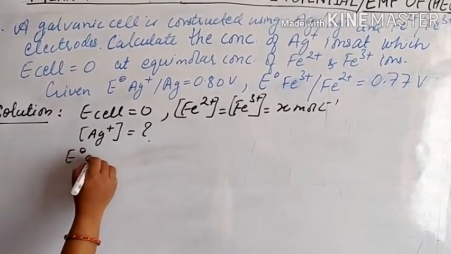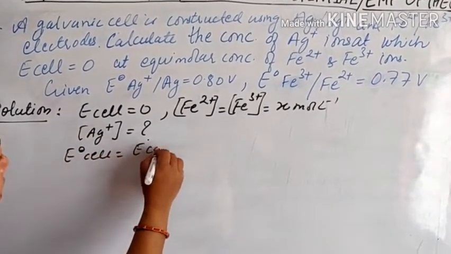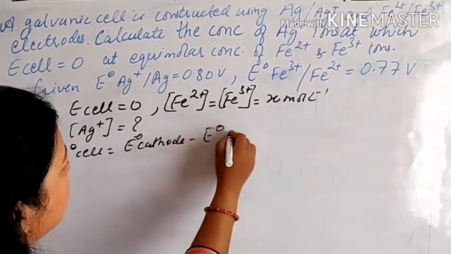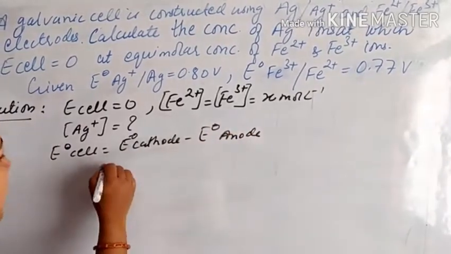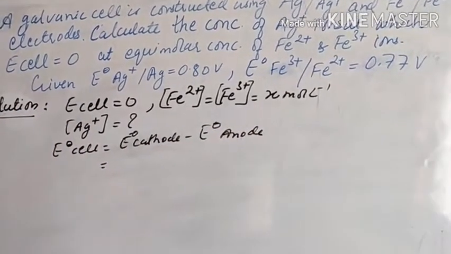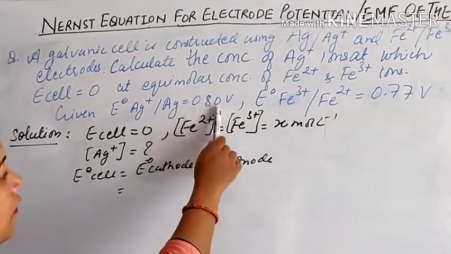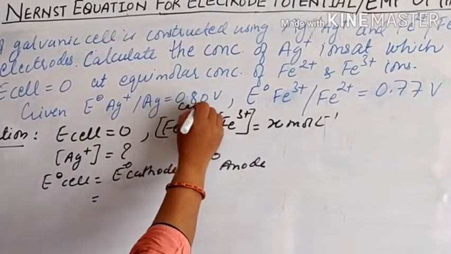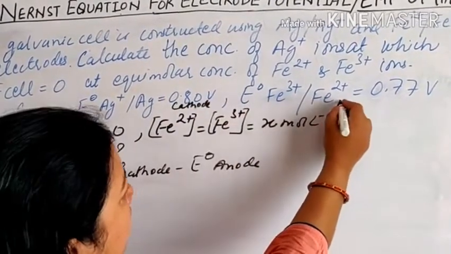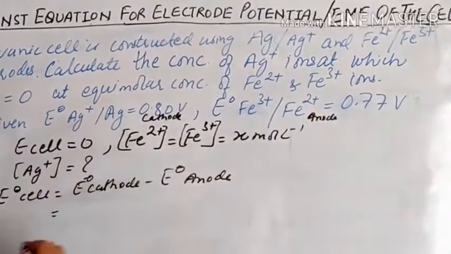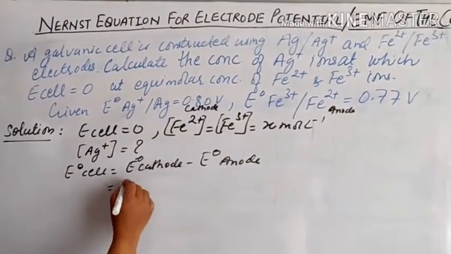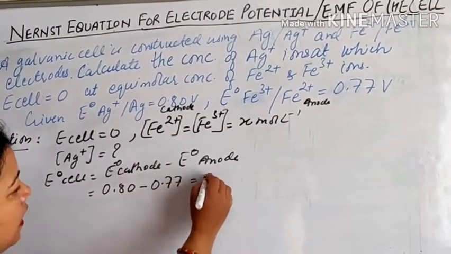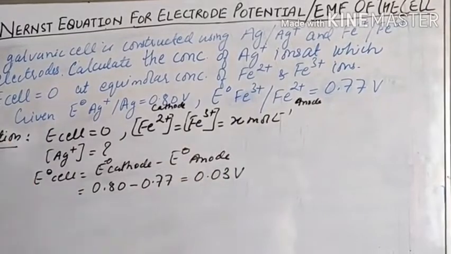Now we know E naught cell is equal to E naught cathode minus E naught anode. The electrode with higher electrode potential is always considered the cathode. So silver will act as cathode and the iron electrode will act as anode. So the value of E naught cell will be equal to 0.80 minus 0.77, which is 0.03 volts.